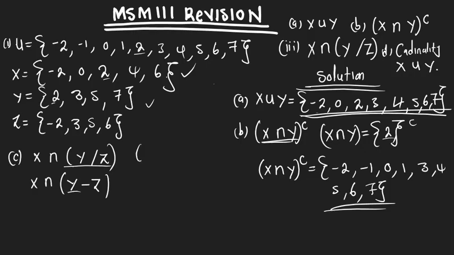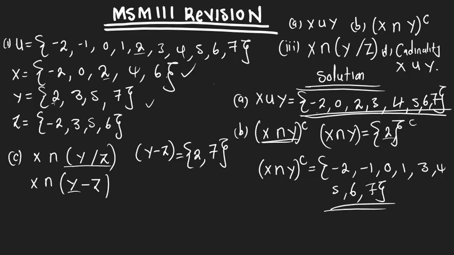So let's operate that: Y minus Z. All the members in Y not in Z. What set are we getting? 2 is in Y, but it is not in Z. 3 is in Y, but it is also in Z. 5 is in Y, it is also in Z. 7 is not. So this is the set, right?